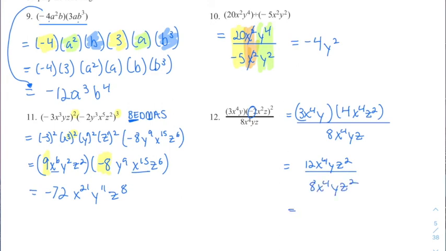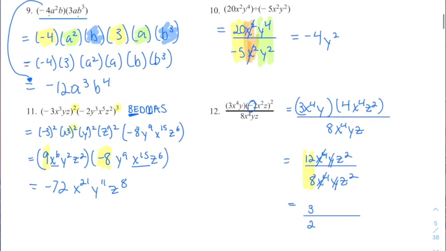All right, so 12 over 8. That doesn't divide evenly, but what we can do is reduce this. So instead of actually dividing, we do this thing called reducing. I know 4 goes into both of those, so I'm going to have 3 over 2. I can see x to the 4 and x to the 4. Oh, actually, all of these things divide out. So we can make this look a bit nicer.